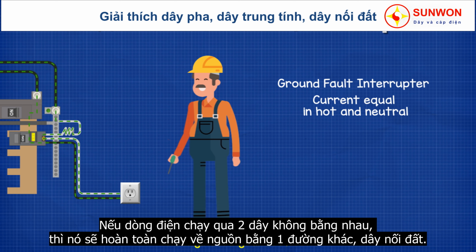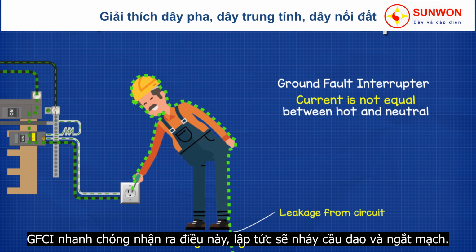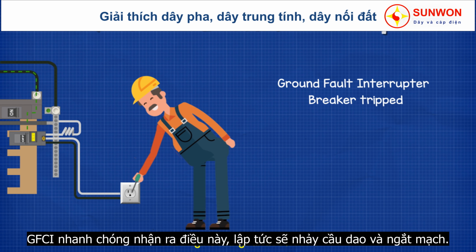If the current is not equal in these two wires, then it is clearly flowing back to the source via another route. We then have a ground fault. The breaker will realize this and very quickly and automatically flip to cut the power and kill the circuit.